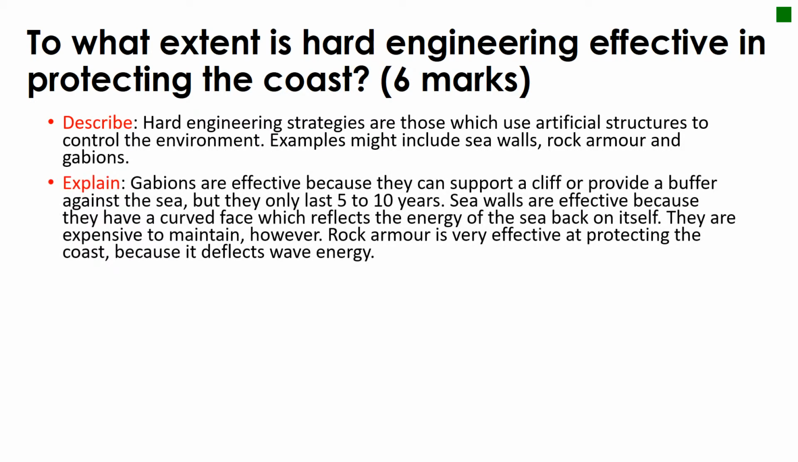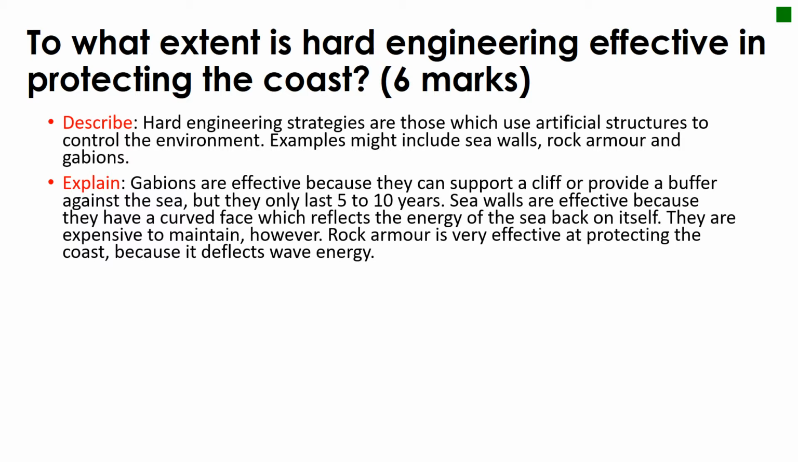Next, we will explain. Gabions are effective because they can support a cliff or provide a buffer against the sea, but they only last 5 to 10 years. Sea walls are also effective because they have a curved face which reflects the energy of the sea back on itself. They are expensive to maintain, however. Rock armour is very effective at protecting the coast because it deflects wave energy.